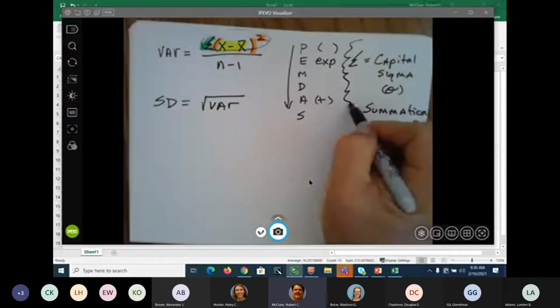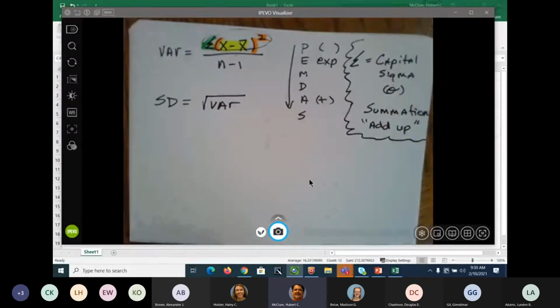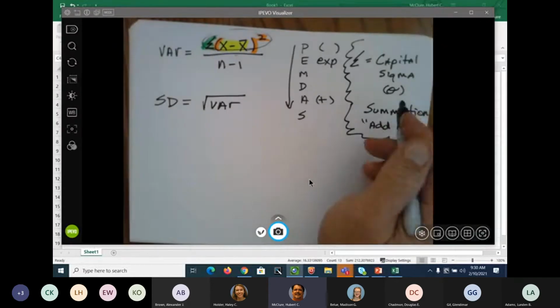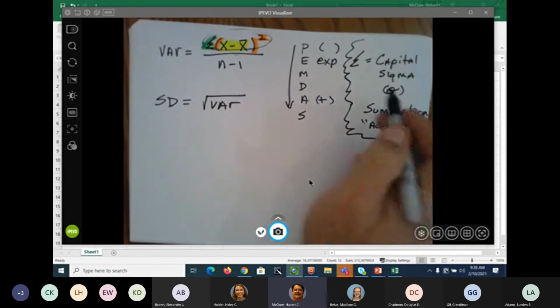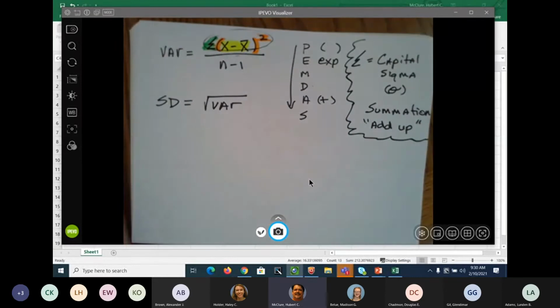So our Greek lesson today is capital sigma. Usually they call it sigma. They call this sigma too, but this is capital sigma and this is lowercase sigma. And that means I'm going to add up all those numbers and I'll have my numerator. So let's go back to the spreadsheet.